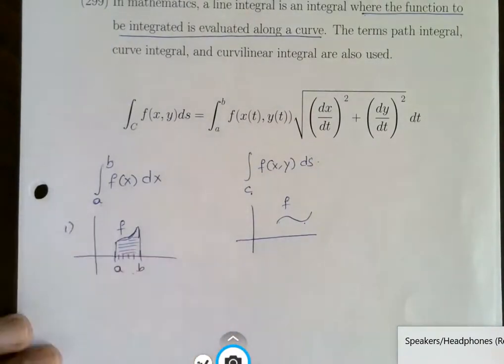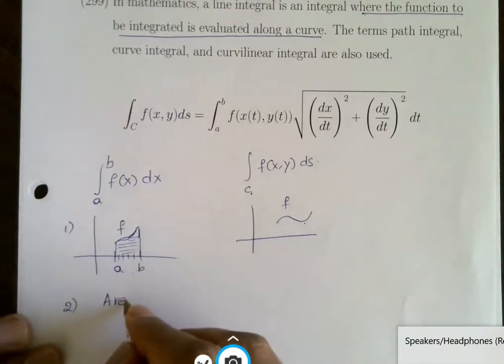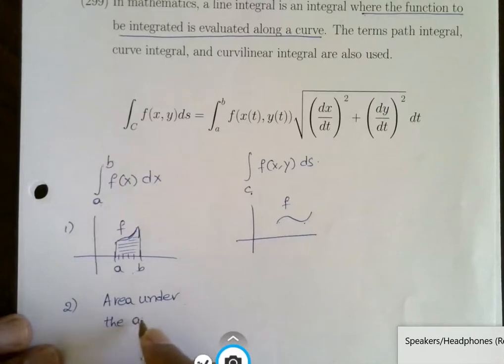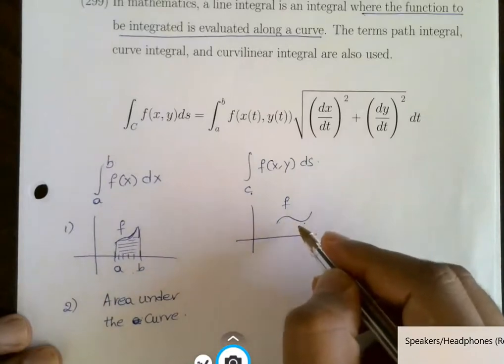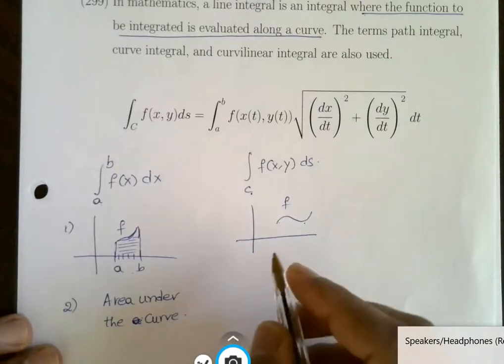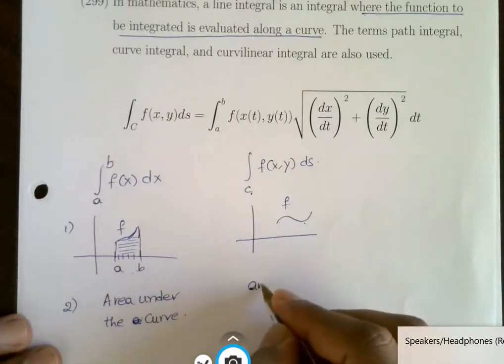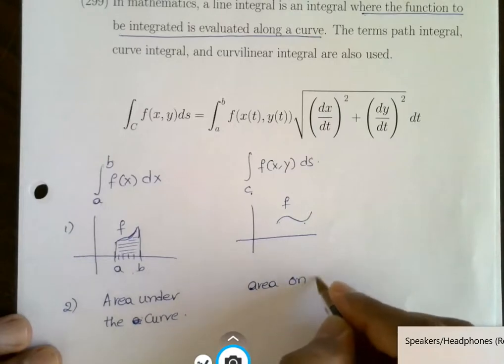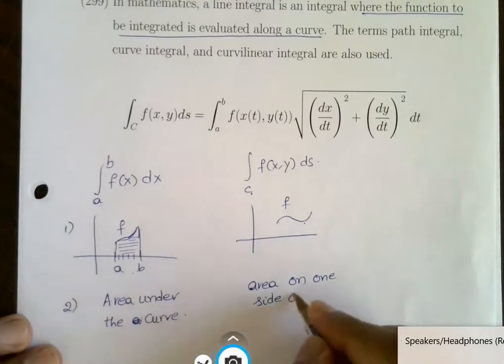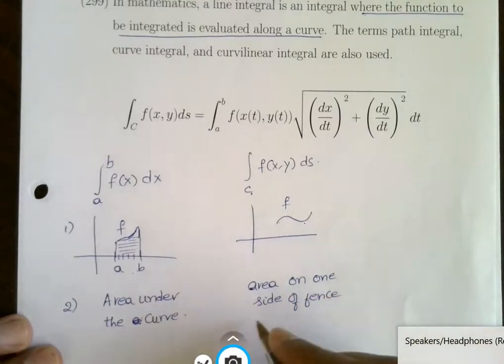That's the first thing. The next thing is here you will get area under the curve, right? That is the interpretation, area under the curve. But if you find the line integral, instead of getting area, you would get the area on one side of the fence. I'm not able to draw the picture correctly, but on one side of the fence or the curtain. That's what it is.